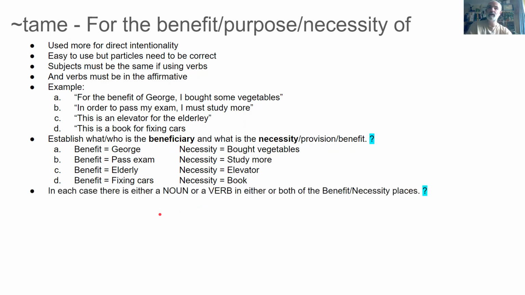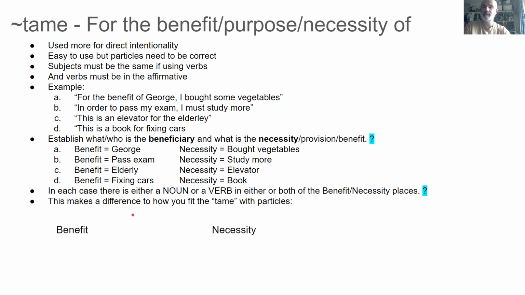In each case, there is either a noun in this beneficiary position or a verb. And the same thing for necessity as well. There could be a noun or a verb. So we've got potentially 4 different combinations of noun or verb here, noun or verb here. This makes a difference as to how we construct the sentence, how we fit tame with the particles around it. We'll put the benefit first, and then the necessity or the service comes afterwards with tame in the middle. And then we've got these particles in place here.